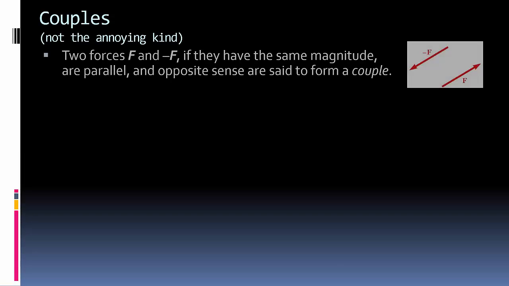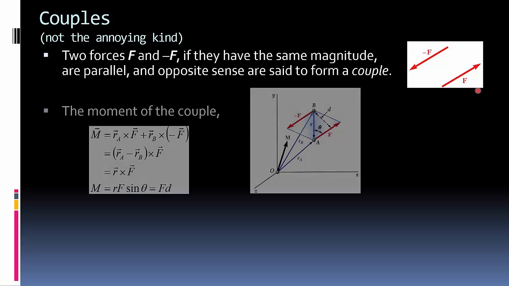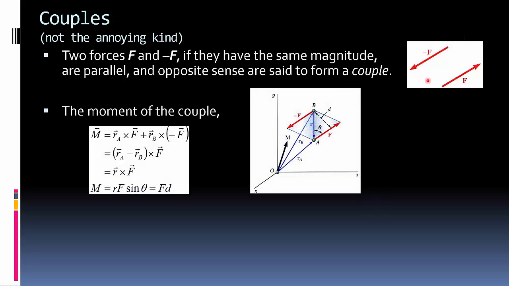Okay, next topic, couples. We're going to talk about couples, but not the kind of couples you're thinking about. Two forces, F and minus F, if they have the same magnitude, are parallel, and opposite sense are said to form a couple, right? So these things have the same magnitude, they're parallel to each other, but they have the opposite sense. It forms a couple. So what is a couple going to do?